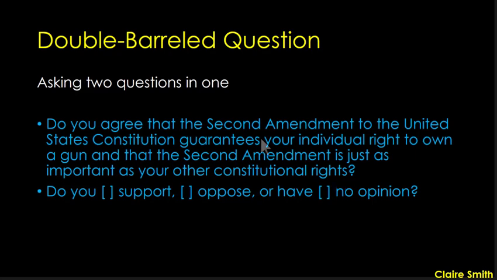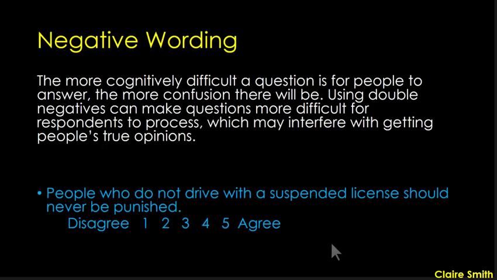Okay, and again, this doesn't just have to be a forced choice format. Any format of a question could be double-barreled. This is just an example of forced choice. Okay, so you want to avoid that. The last thing that is important that we avoid when writing questions is negative wording.